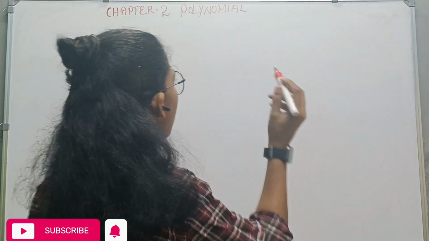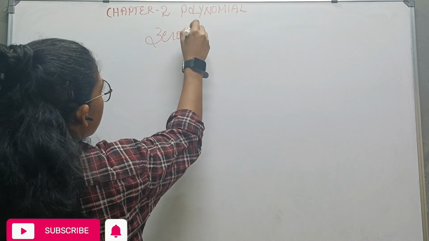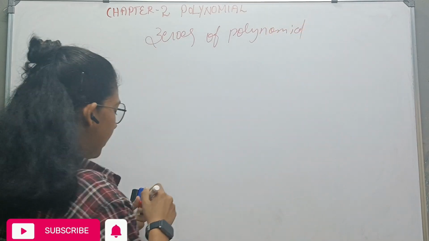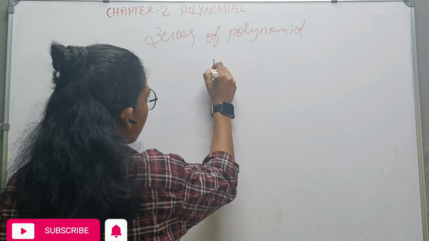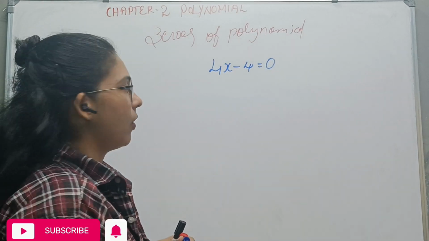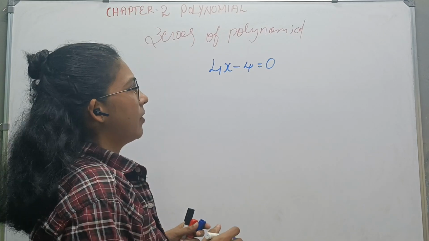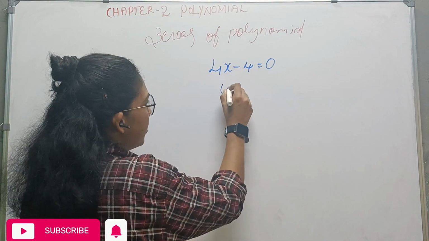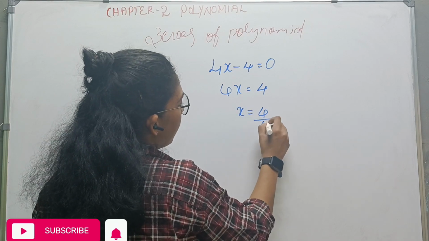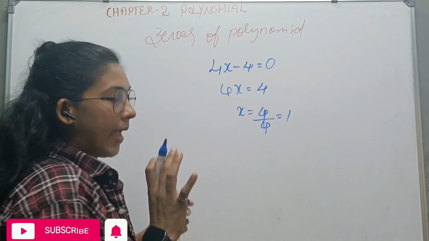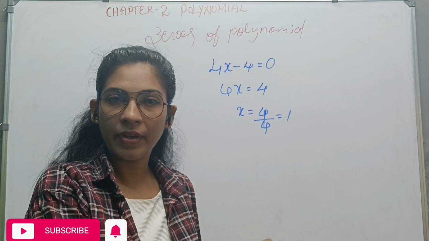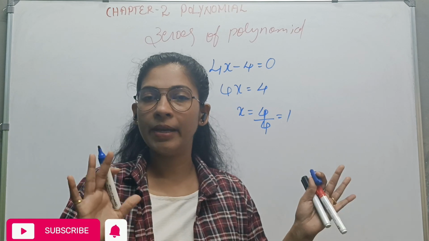Next topic is zeros of a polynomial. What are zeros of a polynomial? Taking an example, 4x - 4 = 0. From this relation we have to find the value of x: 4x = 4, then x = 4/4, which is equal to 1. That means if we substitute this value for the variable, then the value of the polynomial becomes 0.